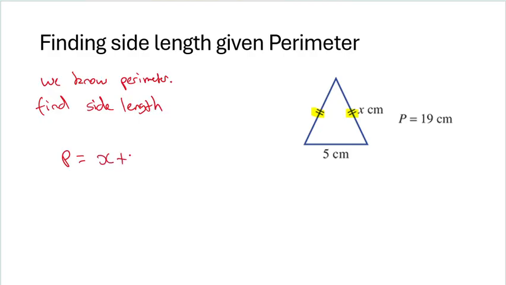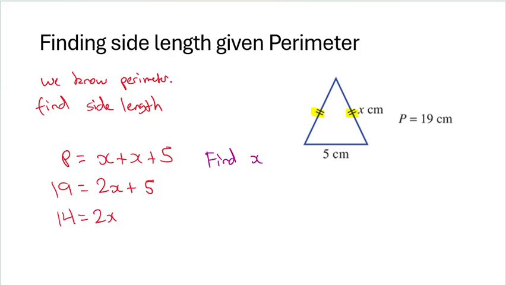So we go x plus 5. Then we can substitute stuff in and simplify it. We just need to find x. So how long is x? A lot of you would have noticed by now that if you subtract 5 from 19, you end up with 14. And then you end up with the side length of 7 centimeters.